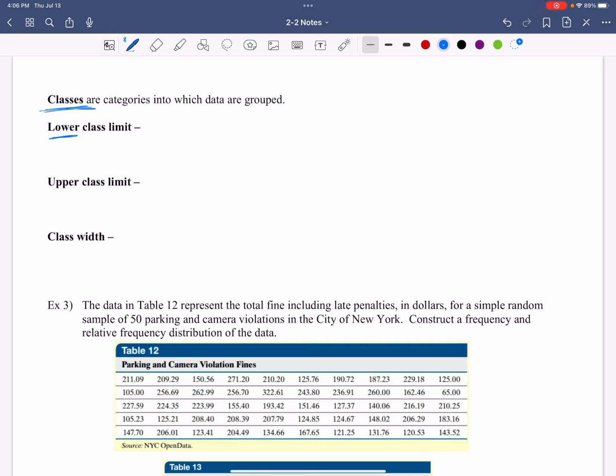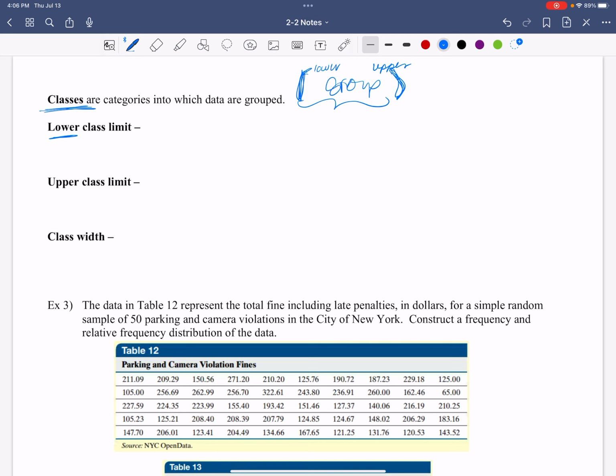Now, a lower class limit, so a class goes from the bottom to the top, right? So this whole group of data, within that group, there's a small value and there's a big value. That's the lower limit and the upper limit. That's what we're talking about.